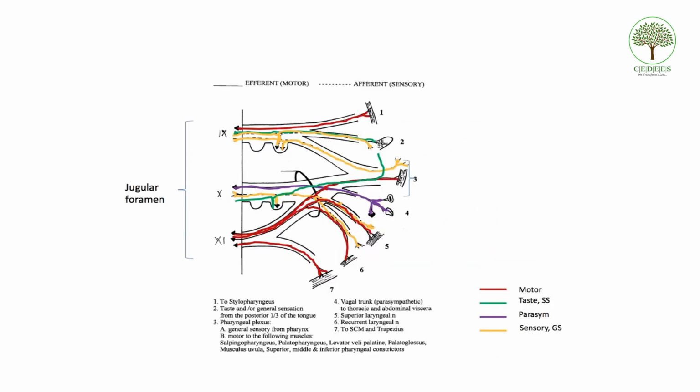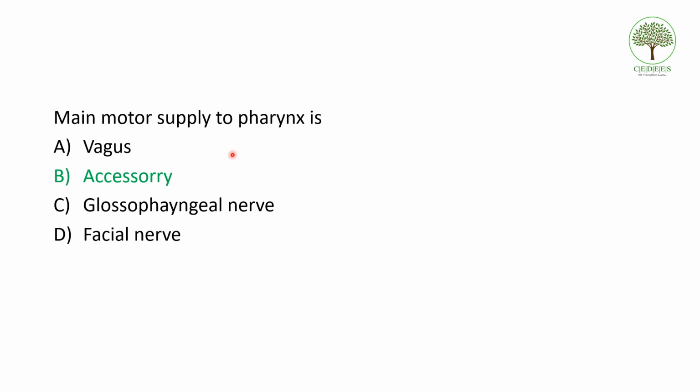Now coming to the next diagram. All the muscles of the pharynx are innervated by the cranial root of the accessory nerve through the vagus, except stylopharyngeus, which is by the glossopharyngeal nerve, the 9th nerve. The pharyngeal plexus is formed by the pharyngeal branch of the vagus. See the motor fibers, the red fibers: they arise from the 11th nerve and go via the 10th nerve to the pharynx. So you can choose accessory nerve. The main motor supply to the pharynx is the accessory nerve.